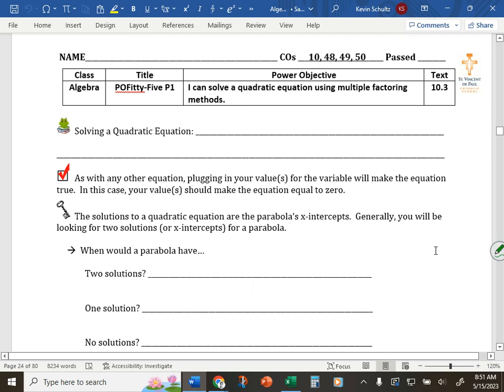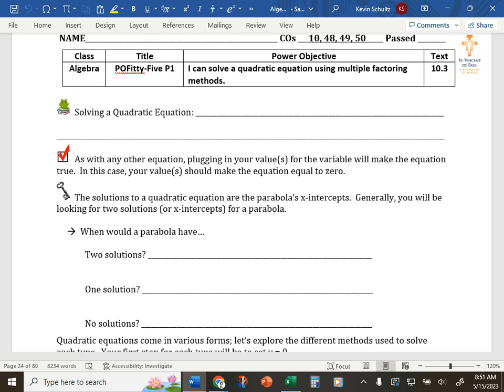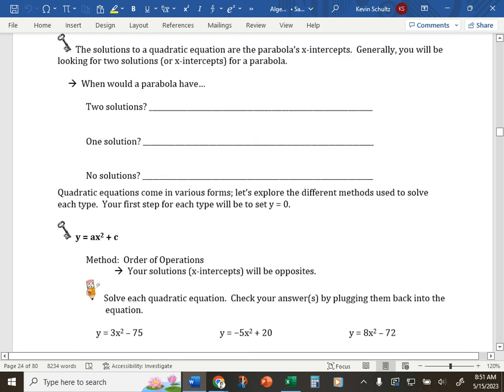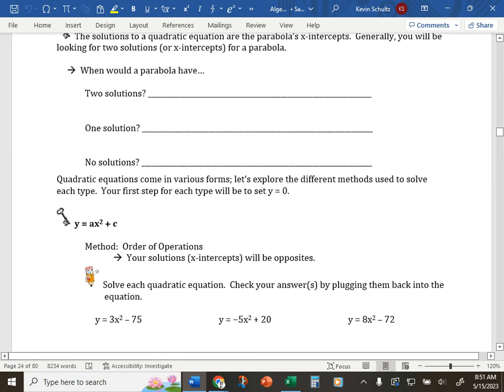We are at the grand finale, so to speak, of PO55. We've talked about what it means to solve a quadratic formula. It means to find the x-intercepts. And then we talked about what type of parabola would have two solutions. It crosses the x-axis twice. What type of parabola would have one solution? Its vertex is on the x-axis. It only crosses it once. What type of parabola has no solutions? It does not cross the x-axis at all.